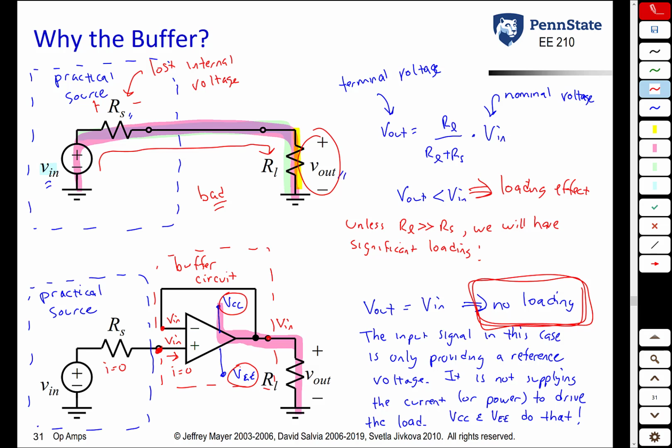So you'll find many cases where you want to drive a load that has a low resistance, and so RL is not much larger than RS. And in order to do that without getting loading, you need to put a buffer in between so that you can isolate the input signal, the practical source, from the load.